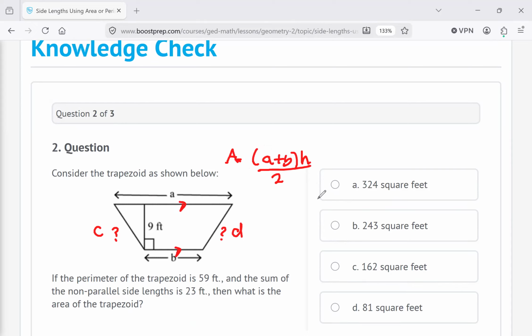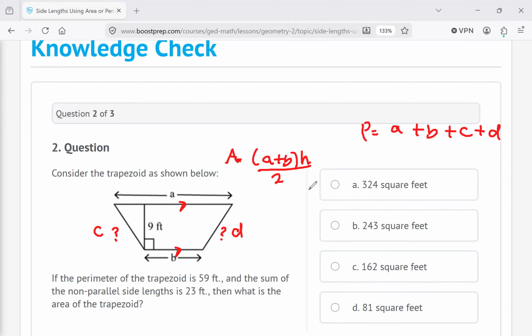And what other formulas should we use? They tell us that the perimeter of a trapezoid is 59 feet. So what is the formula for the perimeter of a trapezoid? Well, it's basically adding up all the sides. So it's A plus B plus C plus D, right? Okay, so I have my two formulas.